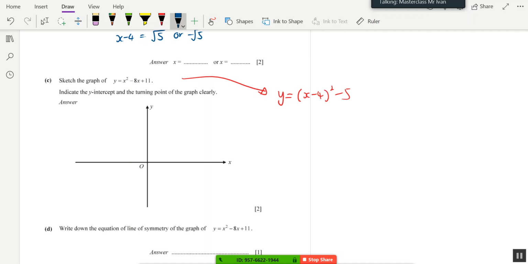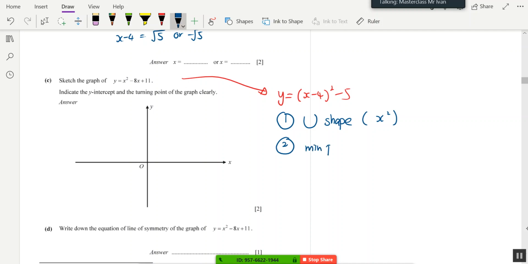What does it mean? Jerome, can you remember what does it mean or not? There's a few things. Number one, it is a U-shaped graph. Understand? Okay, why is it U-shaped? Because of x squared, the x square is positive. Number 2, if it's a U shape, the minimum point coordinate, that means the bottom of the U shape. What is the x coordinate of the bottom of the U shape? Is 4, negative 5.